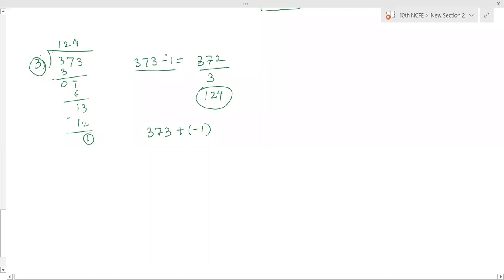Can I write the same equation as plus into minus 1? Yes, ma'am. So that means what should be added? Minus 1. That means the remainder is 1, and I have added the negative of that remainder. Is it clear? So the number to be subtracted is the remainder, and the number to be added is minus of the remainder.